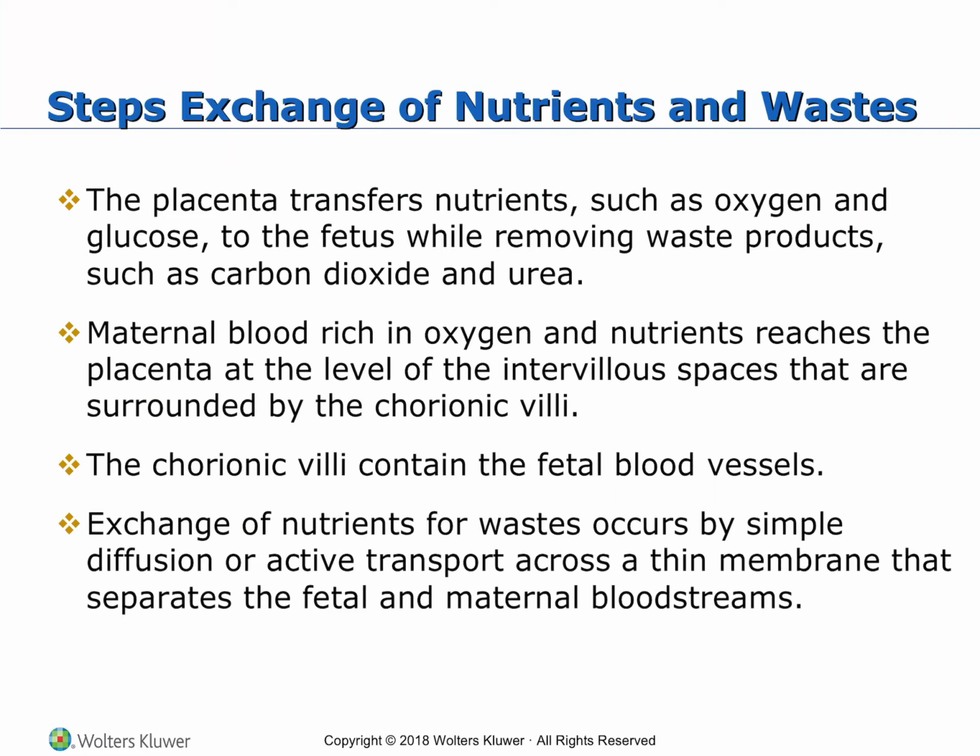So maternal blood is very rich in oxygen and nutrients that reaches the placenta at the level of the intervillous spaces that are surrounded by those chorionic villi, and you'll see that here in the next picture. Those chorionic villi contain those fetal blood vessels that we talked about. The exchange of nutrients for waste occurs by simple diffusion or active transport across a thin membrane that separates the fetal and maternal bloodstreams. So just like any other cells, that diffusion and transport happens there.